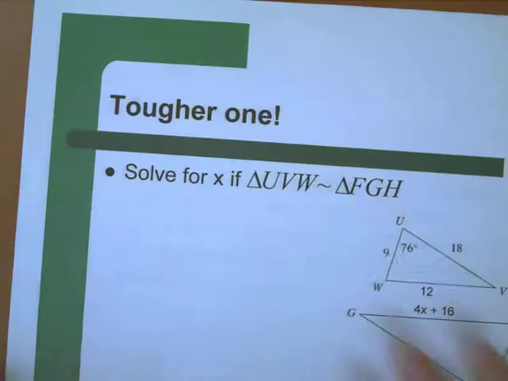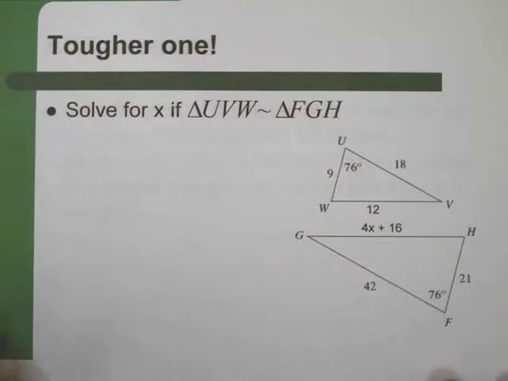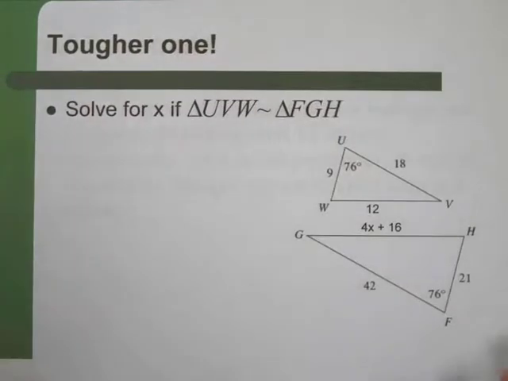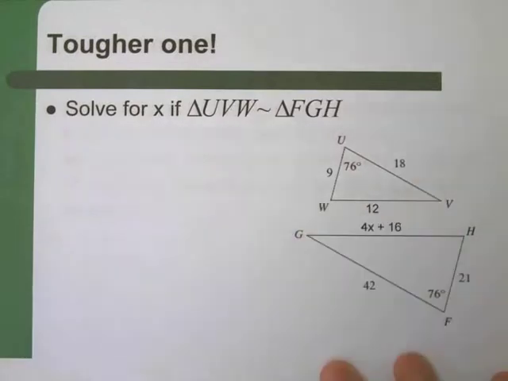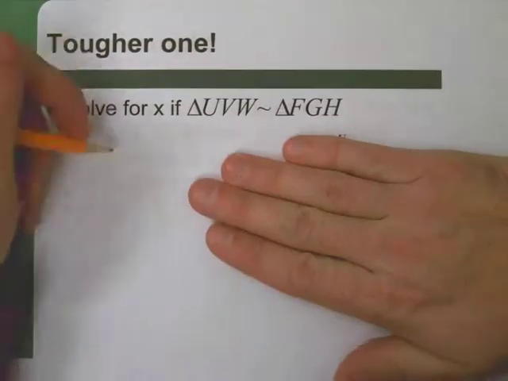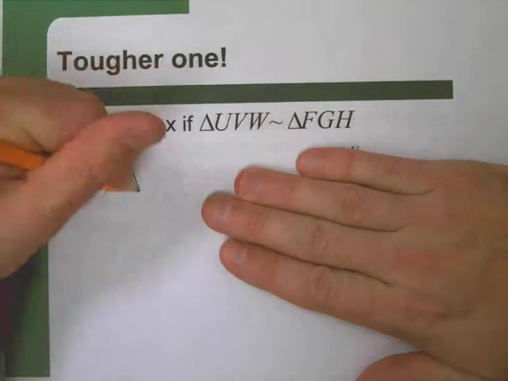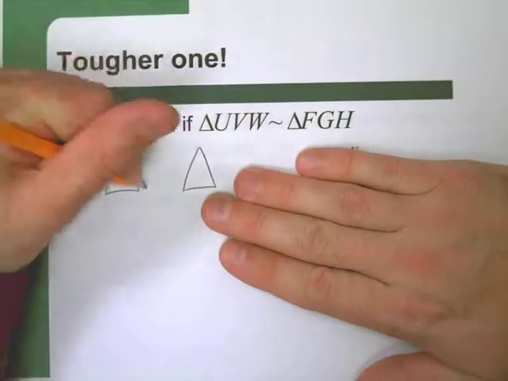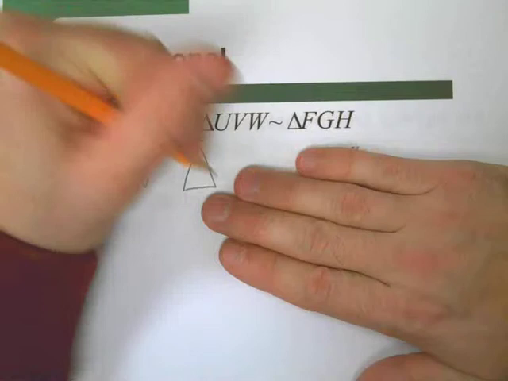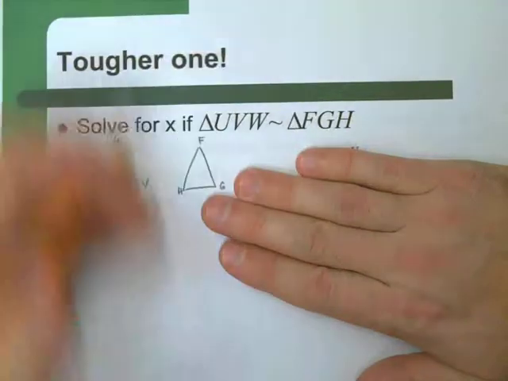Next one. How about this? Let's solve for X. And by the way, feel free to pause anytime you want to. If triangle UVW and FGH are similar... well, here, you know what? I'm not going to look at that yet. Here's what I want to do. 2 triangles: UVW, FGH. Let's get everything to line up.